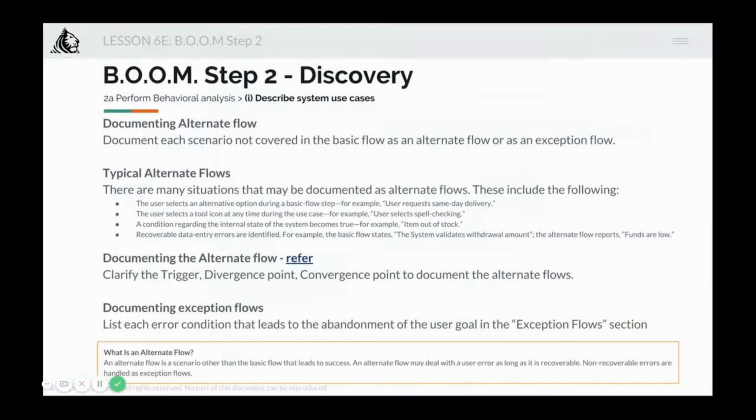I'll just repeat this entire thing because it's very, very important. So how do you document exception flows? You list each error condition that leads to the abandonment of the user goal in the exception flows. Typical exception flows include cancellation of a transaction by the user and system errors that force a transaction to be cancelled. Documentation rules are the same as for the alternate flows, except that there is often no convergence point since the goal is abandoned. In that case, the last line of the flow should read, the use case ends in failure.